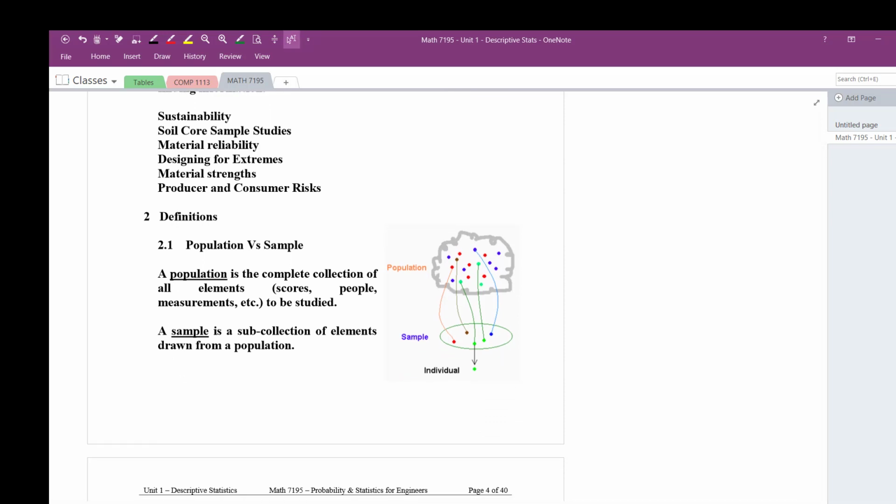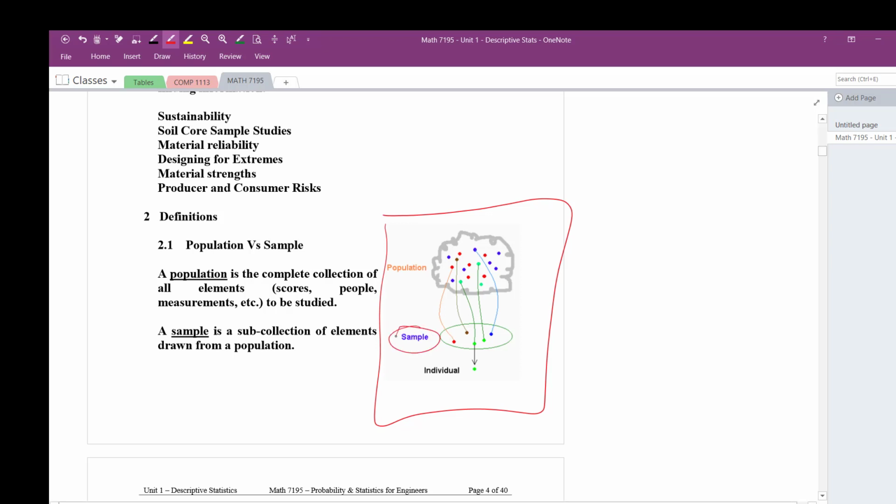Much of statistics can be summarized with the following very crude little diagram here. Basically, we have large populations that we need to study. It's too expensive or too difficult to study the entire population, so we take a subset of that population called a sample. We study the sample, and we hope that the sample gives us enough information that we can make generalizations about the overall population, and it won't cost us as much as trying to study the whole population.